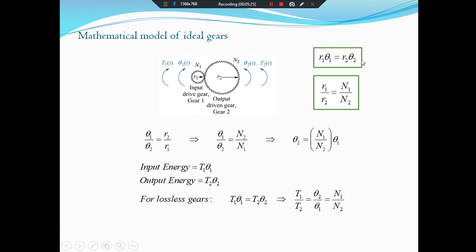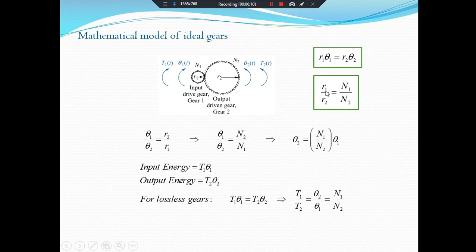Now if we find the relation of the angular displacement of the output gear due to the input gear, from this relation theta 1 by theta 2 will be equal to R2 by R1, and we can also write R1 by R2 is equal to N1 by N2. So R2 by R1 will be equal to N2 by N1, so theta 1 by theta 2 will be equal to N2 by N1. This means angular displacement is inversely proportional to the number of teeth, right? I will repeat again.